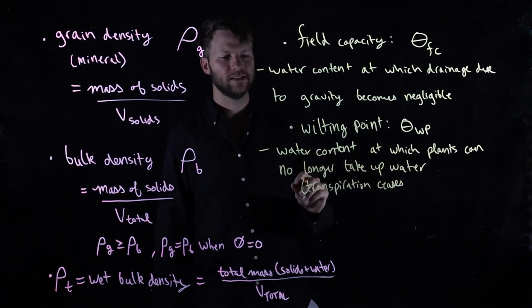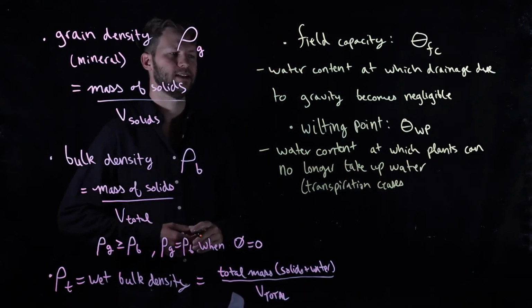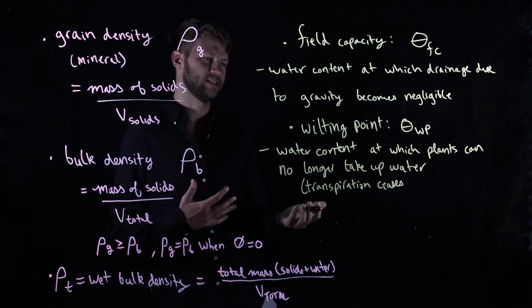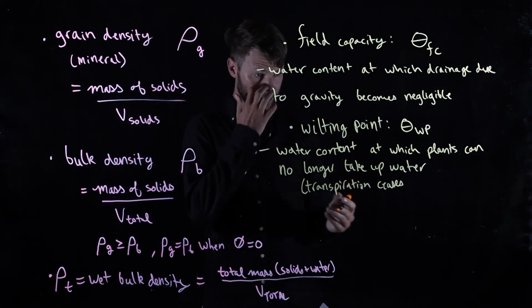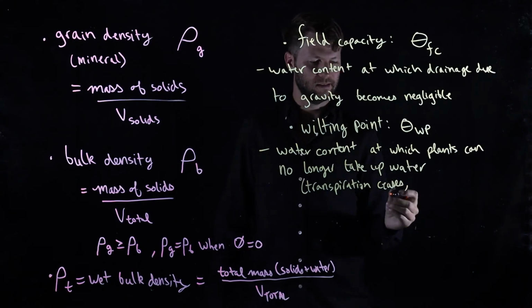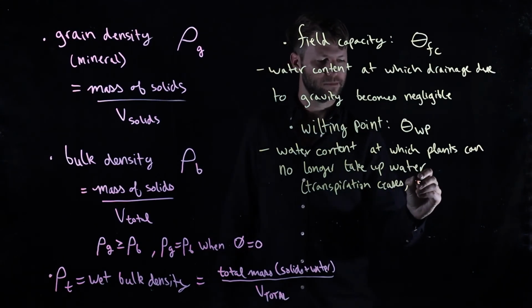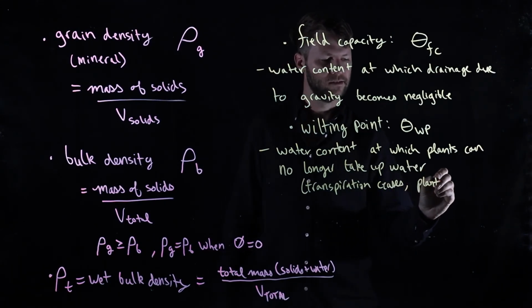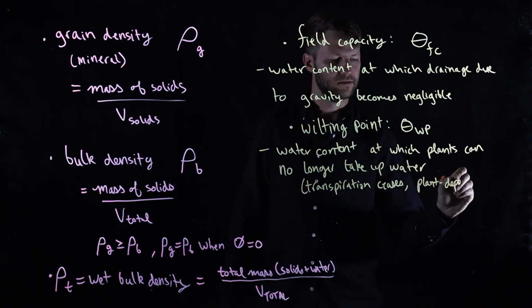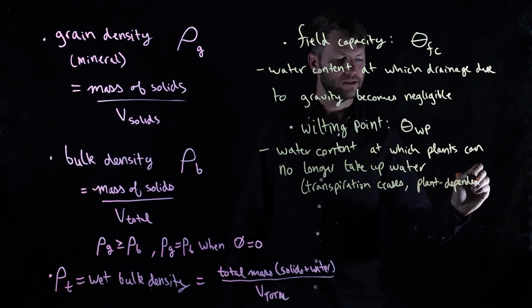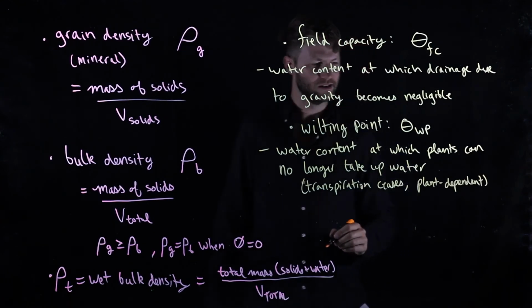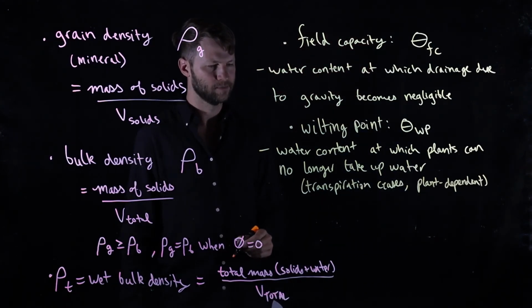And it's worth noting that this definition really depends somewhat on the type of plant. We know that some plants are able to pull water a lot more than others. So I'm going to just note that this is plant dependent. For example, a cactus should be able to pull more water than a soybean plant.